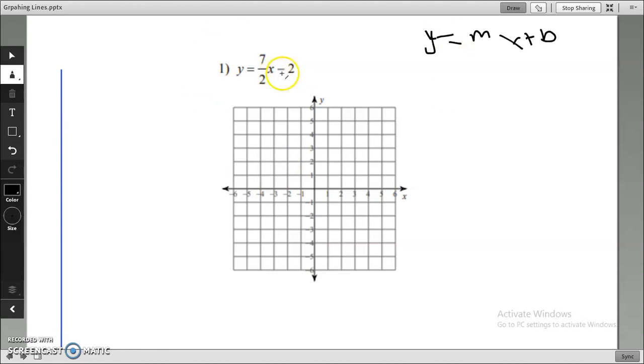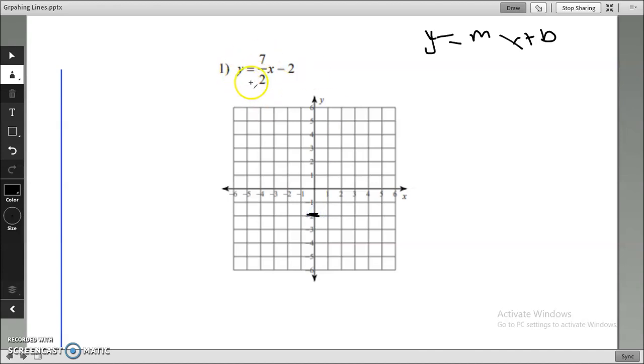So let's start here with my y-intercept. The y-intercept, as you know, is the place where my graph crosses my y-axis. Here's my y-axis. It tells me right here, plain as day, that my y-intercept is at -2. So I'm going to put a mark here at -2.